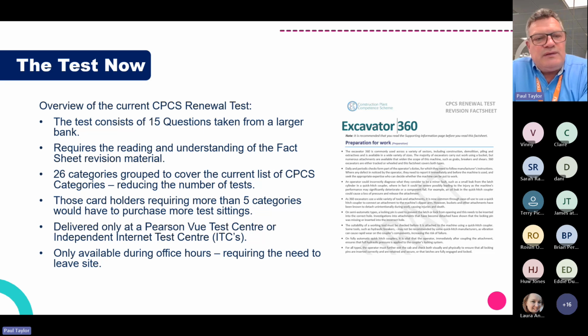Another way of trying to reduce it is that cardholders requiring more than 5 category tests would have to purchase more than a single test. So it's increasing the cost depending on the categories you've got. It is currently also delivered at a Pearson VUE test centre or independent internet test centres, some of which are CPCS centres, and in the main it is only available during office hours, requiring the need to leave site, enough parking, etc.